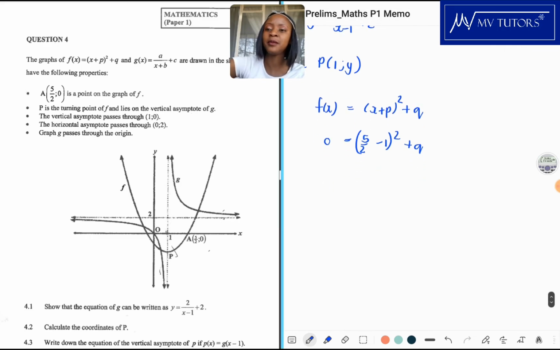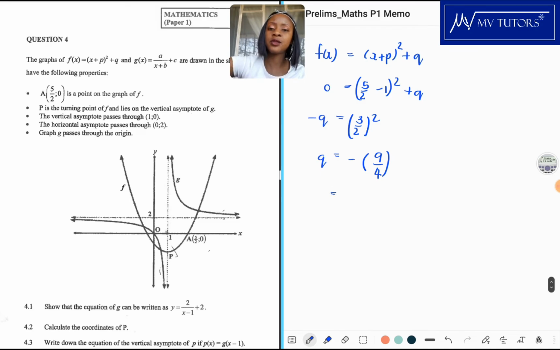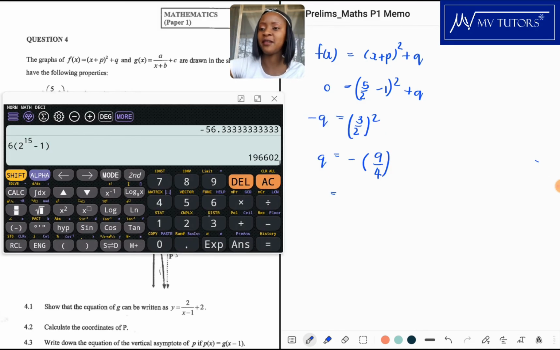So if we solve for q, I'm just going to put q this side. So negative q is equal to, 5 over 2, that's like 2.5. 2.5 minus 1, that's 1.5. 1.5 is like 3 over 2. And yes, the y value should be negative. I'm hoping that you are seeing this. It should be negative because P is in the negative y-axis region. And 3 squared would be 9, 2 squared would be 4. So q is negative 9 over 4. If you wanted the decimal, I think it's 2.25. But let us check, we have the calculator there.